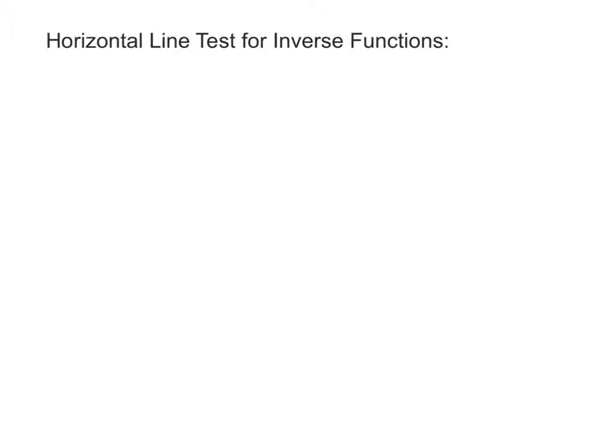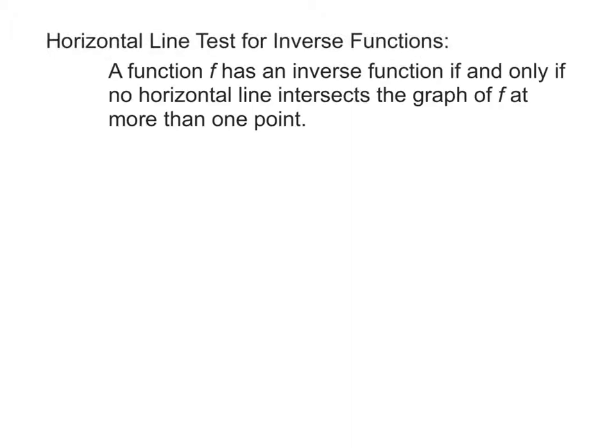Well, how do you determine whether a function has an inverse? Because not all functions have inverses, obviously. So we use something called the horizontal line test for inverse functions. And this test simply states that a function f has an inverse function if and only if no horizontal line intersects the graph of f at more than one point. It's much like the vertical line test for functions, okay? So if the horizontal line intersects the graph of f at only one point, then you know that it has an inverse.